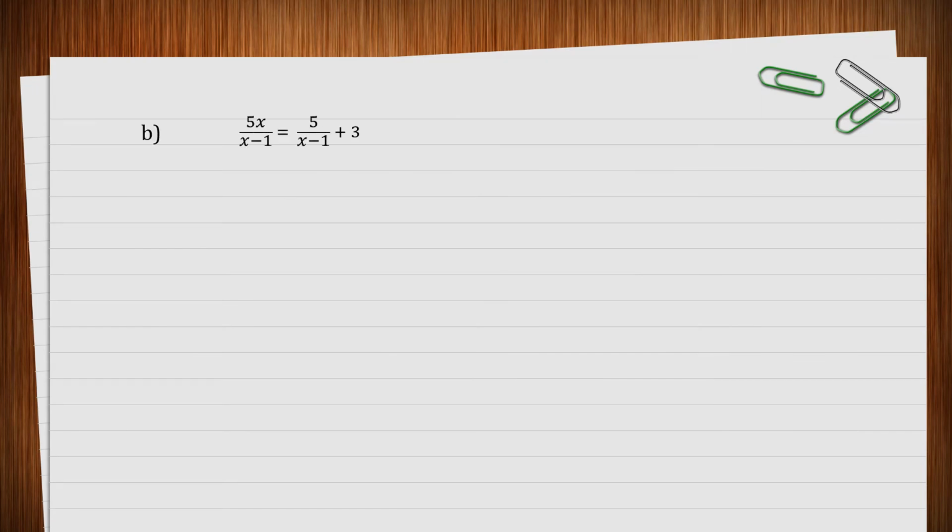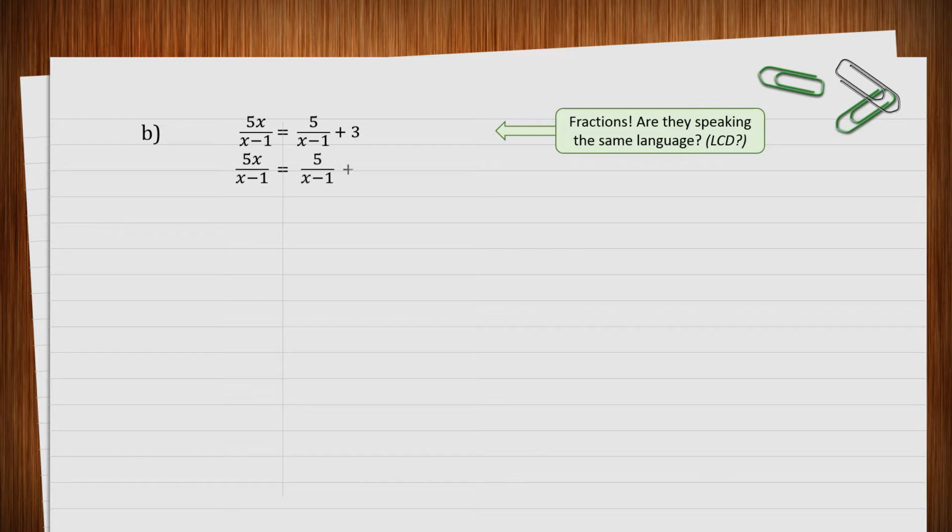Problem B, we have 5x over x minus 1 equals 5 over x minus 1 plus 3. Again, I suggest you draw a line at the equal sign so you see your two sides to the problem. Notice we have fractions. Is everything speaking the same language? Well, it appears so, except for 3 is not written as a fraction. How do we make 3 into a fraction? You simply place it over 1.